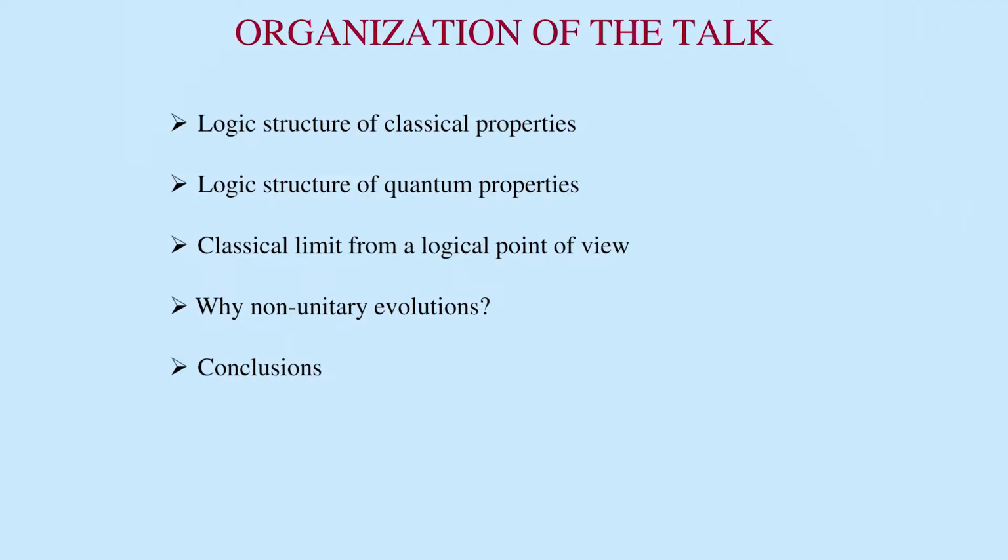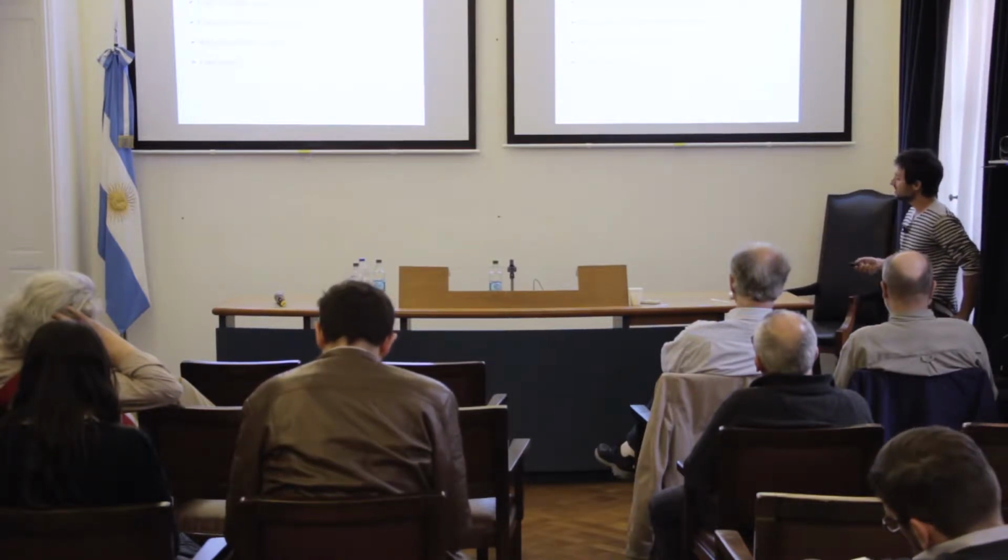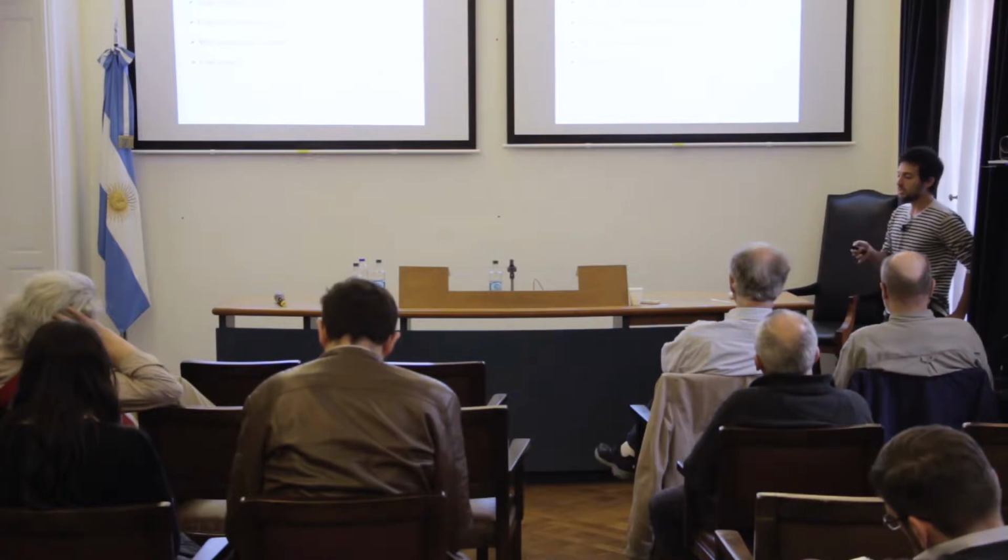Well, the organization of the talk is the following. First, I'm going to talk about classical systems, classical properties, and the logical structure of classical properties. Then I'm going to talk about quantum systems, quantum properties, and the logical structure of the whole set of quantum properties. After that, I'm going to talk about the classical limit from a logical point of view. If we have a quantum system which undergoes a process in which it becomes classical or semi-classical, we can describe this transition from the logical structure of properties, and we can describe the transition of the logic.